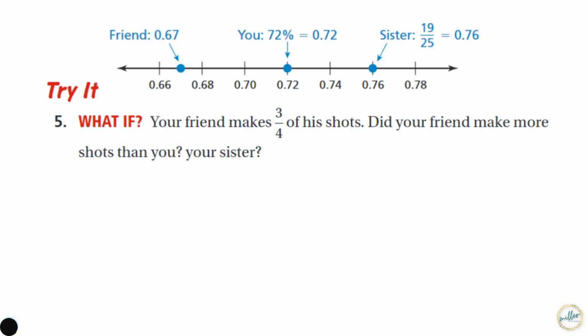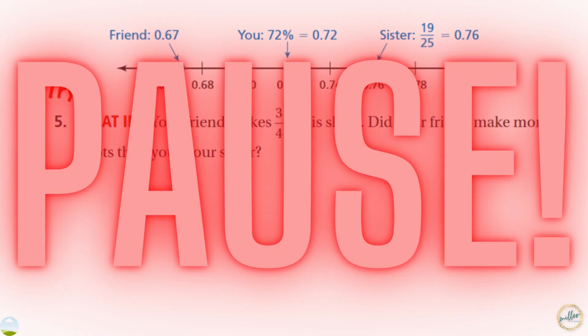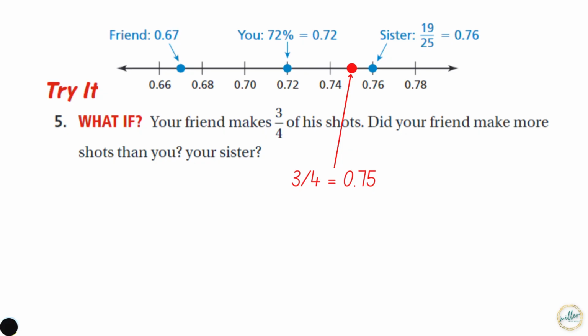Try this. What if your friend actually makes 3/4 of his shots? Did your friend make more shots than you? More than your sister? Write down what you think. Are you ready? 3/4 is equal to 0.75 or 75 hundredths, which lies between you and your sister. So your friend did make more than you, but less than your sister.